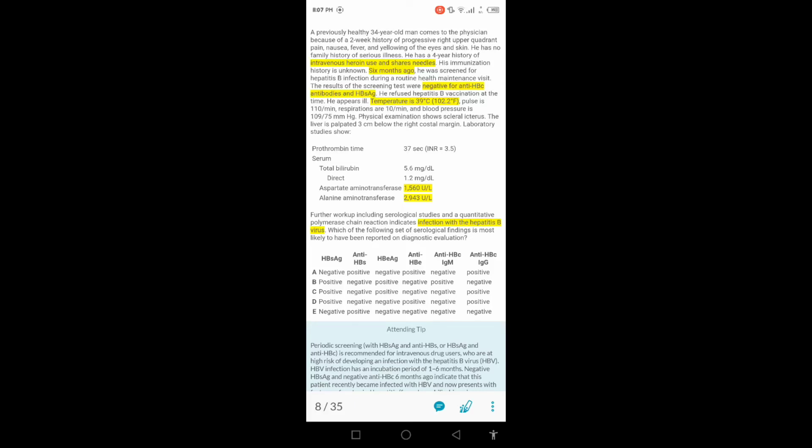So today we are going to discuss a very high yield topic for licensing exams. I have highlighted some important points for you to notice.